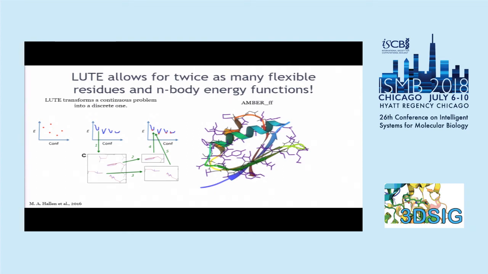But maybe more exciting is that this is a design done with the Amber force field. Now we can actually use n-body energy functions, like the Boltzmann, which represent a better representation of physics, and therefore probably more accurate scores.